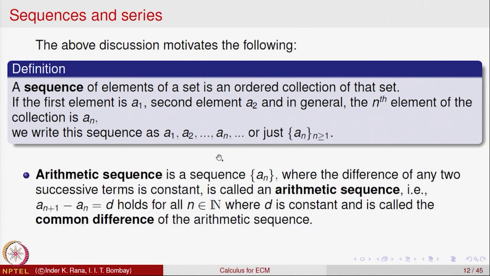So we say a sequence is an arithmetic sequence if the difference between any two consecutive terms is a constant.